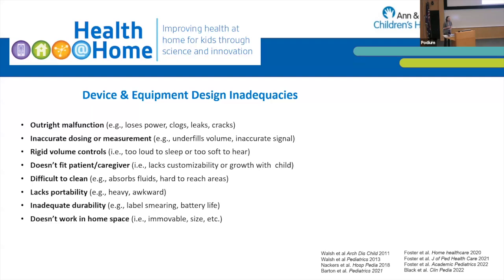Similarly, we hear about problems with rigid volume controls. If the volume is too loud, it keeps the parent up, they turn it off, and they don't use it. That's a problem because you missed a safety alarm. Similarly, if it's too soft, I can't hear it. I worry. I stay up all night. I worry I'm going to miss something that's important for my child.